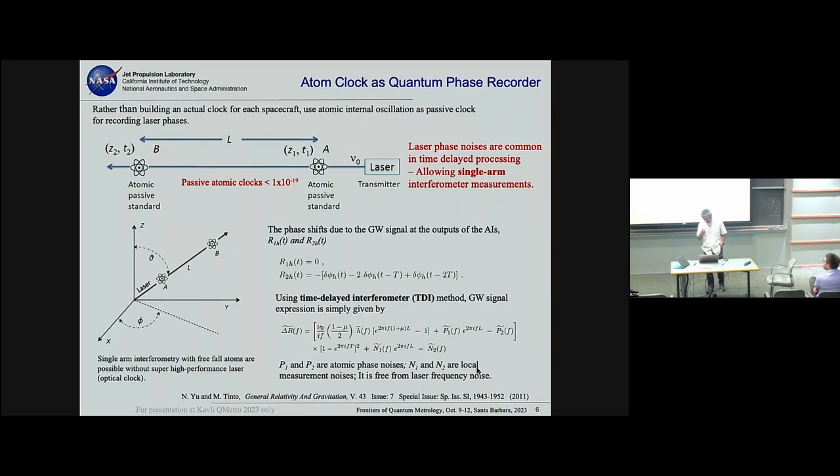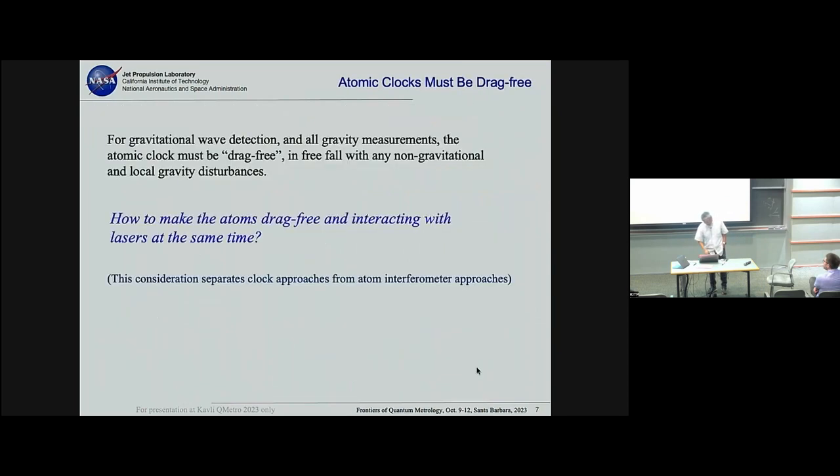So this is of course, to me, not something new. What was discovered as a result of this is how we're going to use a clock for gravitational wave measurement, and how we're going to make the clock drag-free, and that was the question. This is actually a question really separate from whether you use the atoms as a clock or as an atom interferometer, and I'll try to illustrate that.